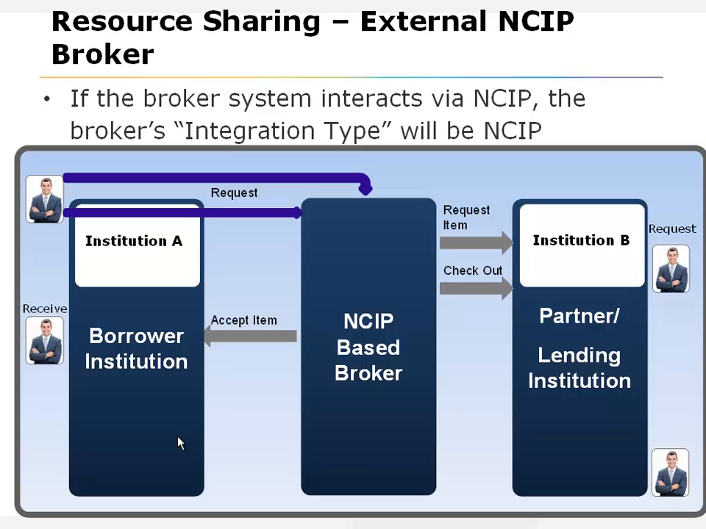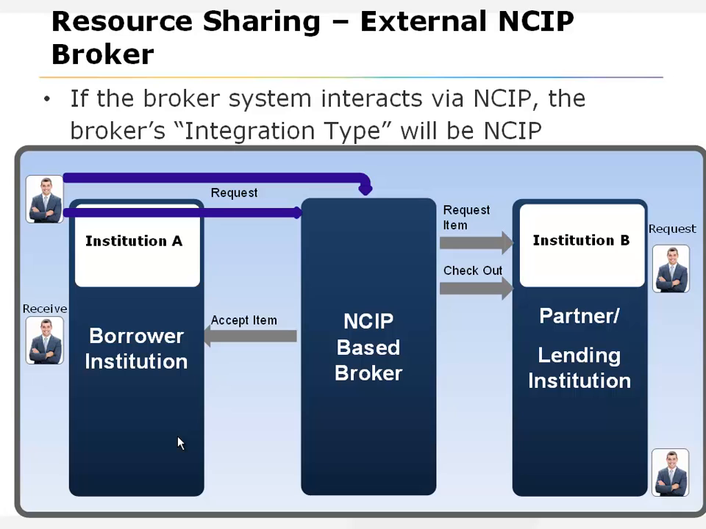The next action in this workflow is where the requester receives the item. Again, registering the fact that I've received an item is done at the broker system, which notifies Alma that I've received an item using a message we call accept item.